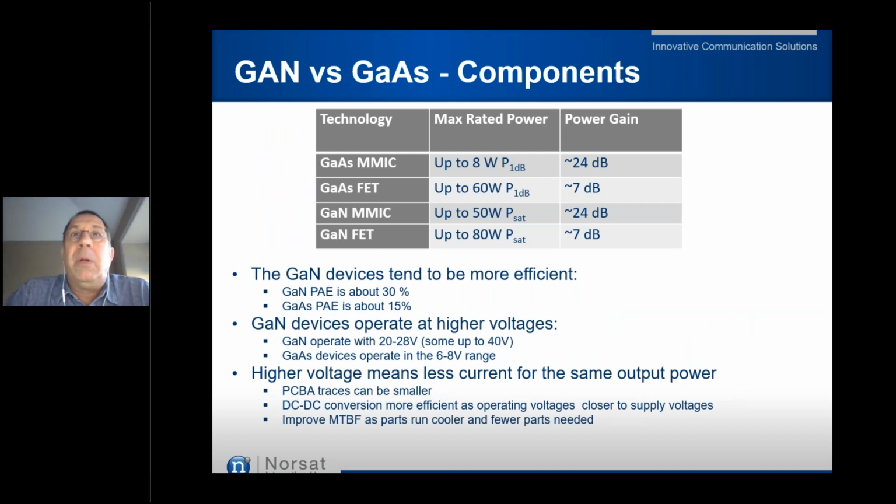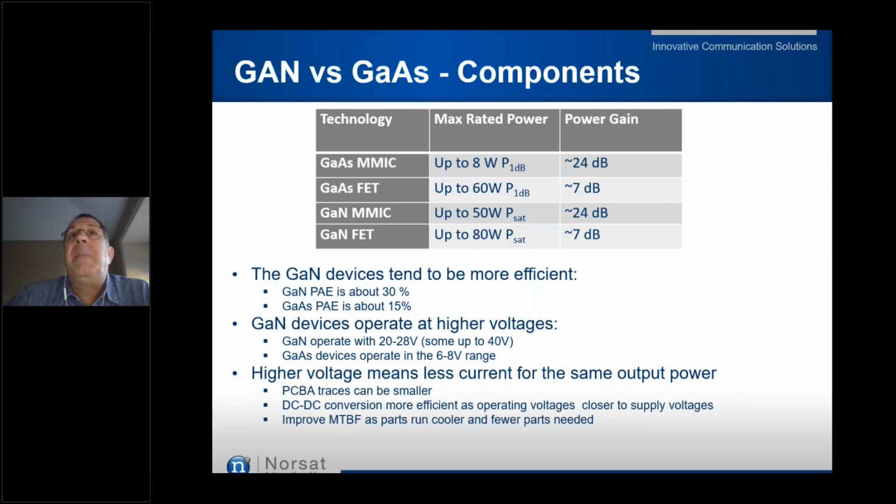So if we look at the components, every BUC SSPA is made up of some power amplifier devices, some drivers. So typically the final stages, they're either a MMIC or a FET. And a GaAs FET, you can get some high power GaAs FETs, about 60, 80 watts at the P1 dB point. However, their power gain is quite low, only like 6, 7 dB, compared to a GaAs MMIC, which is typically 8 to 10 watts at P1 dB, but has high power gain.